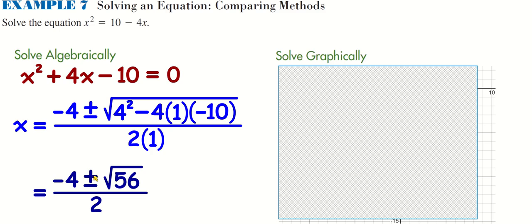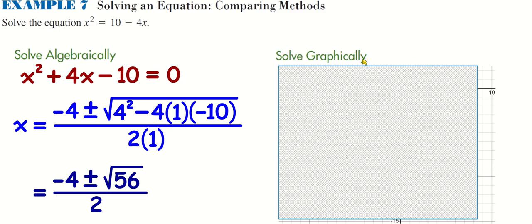One answer where you go with the plus: negative 4 plus root 56 over 2. And the other answer is if you go with the minus: negative 4 minus root 56 all over 2. Remember, it's literally negative 4 plus or minus root 56 all divided by 2. Okay? Quadratic formula. Last thing.